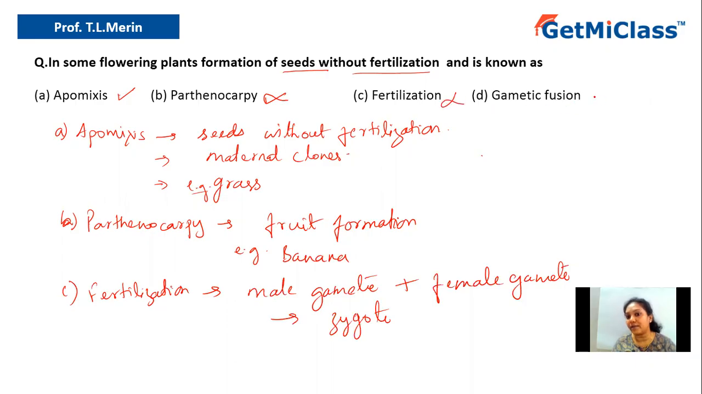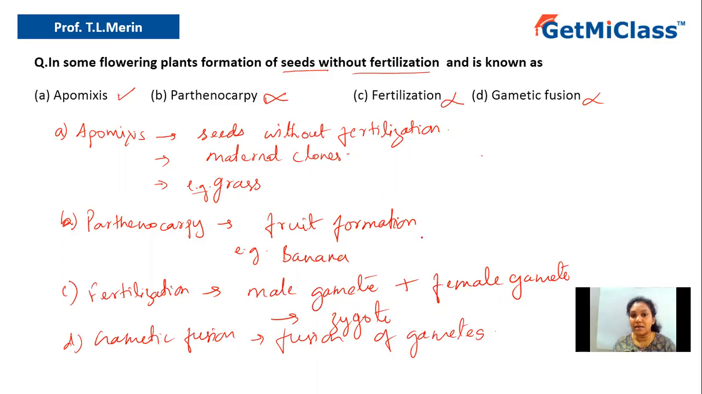Option D says gametic fusion. Gametic fusion also means fertilization only. Gametic fusion is nothing but the fusion of gametes, right? Here we are talking about the male and the female gamete, but that doesn't occur in the case of apomixis. The question is asking about formation of seeds without fertilization. Hence, option D is ruled out.